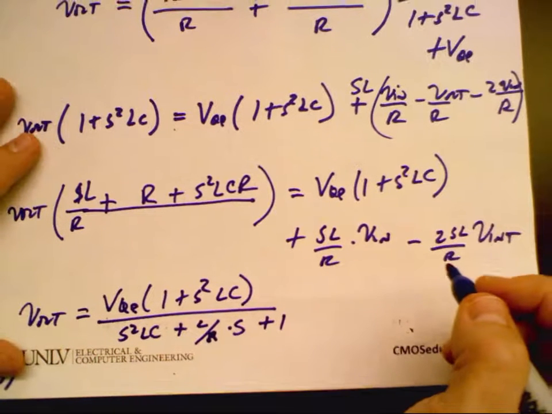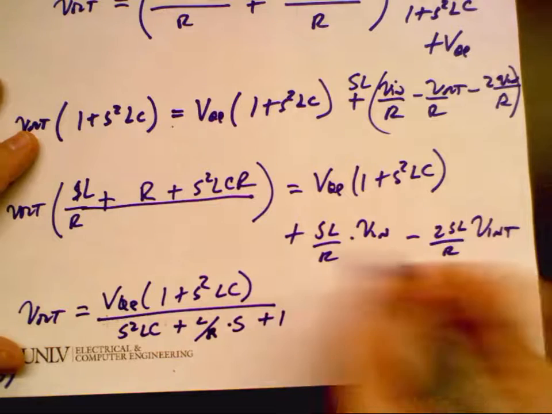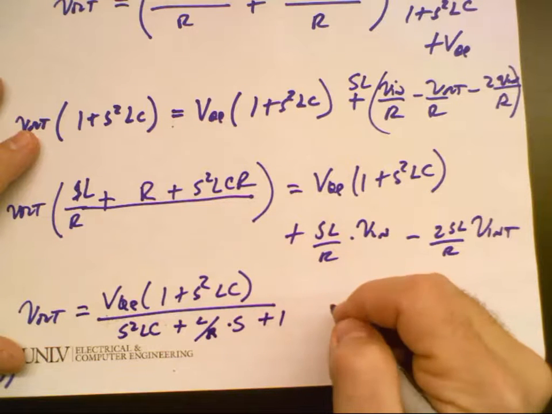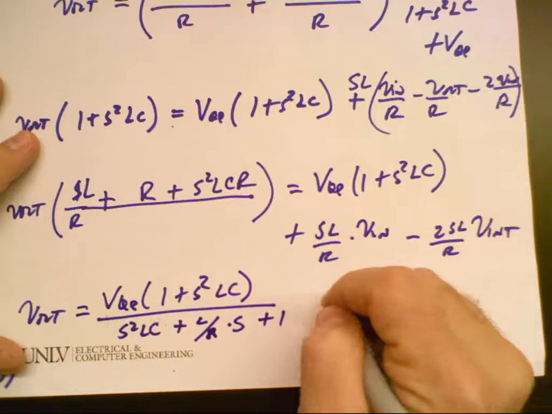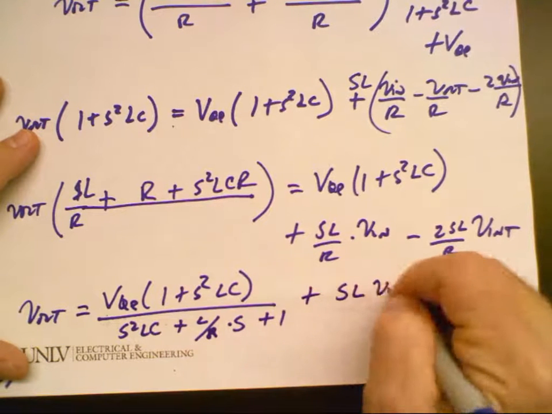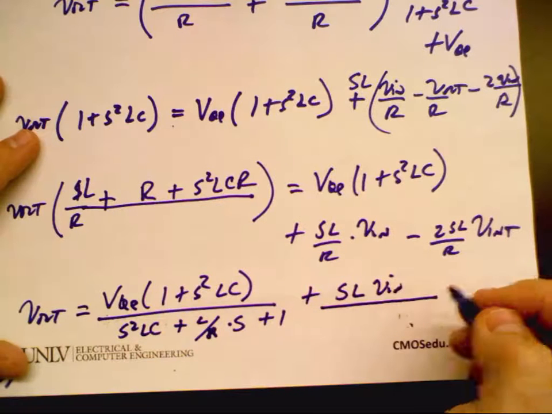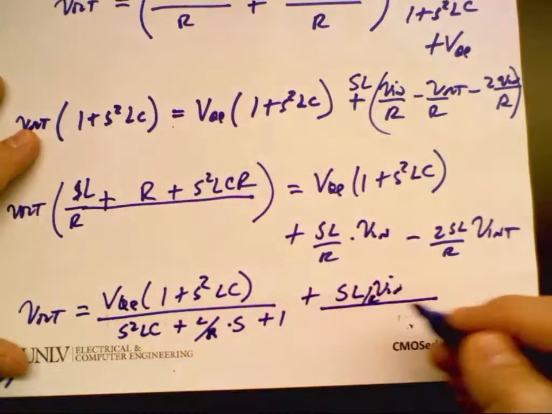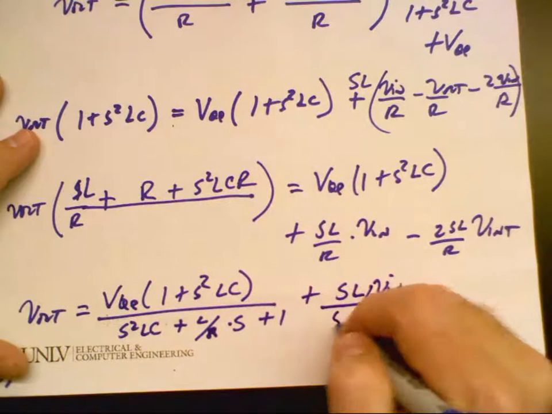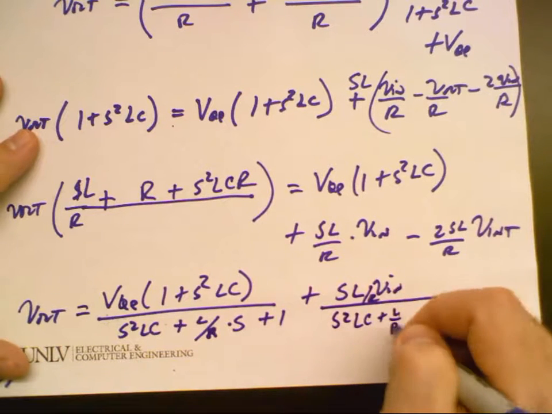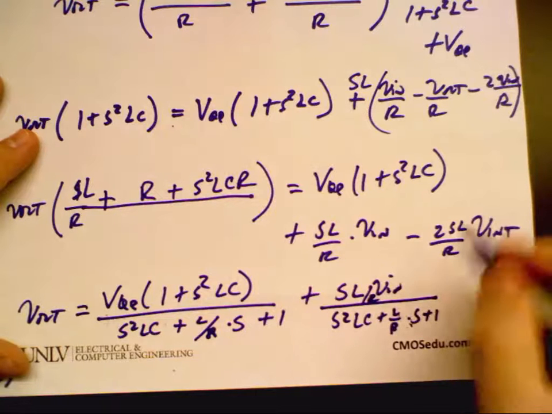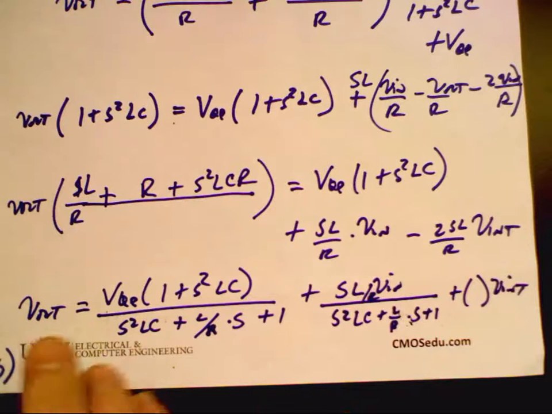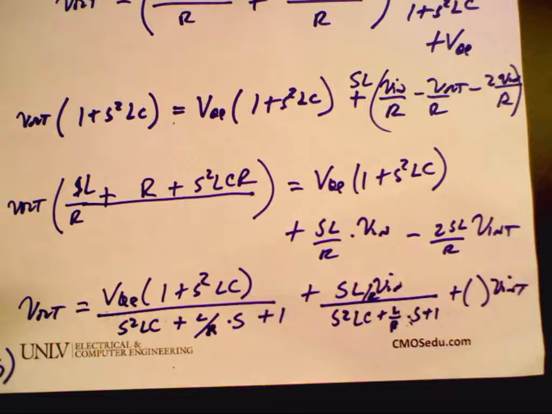Holy crap. And then V in is plus SL V in all over, I think let's leave that as R, all over S squared LC plus L over R times S plus 1, plus a bunch of stuff times V int. And I'll point that out in the book. Any questions before I comment?